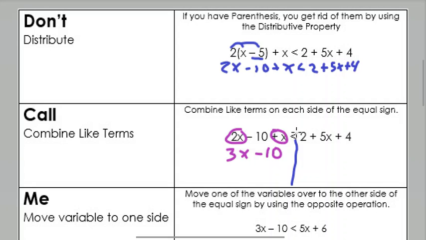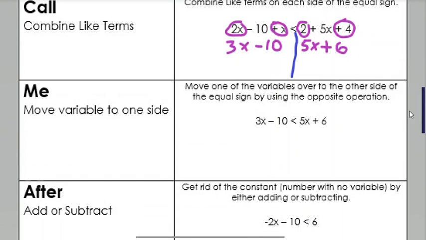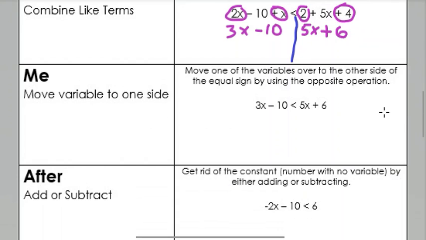Then I look on my right side. Can I combine any of this stuff? Well, I can combine this 2 and this 4. 2 plus 4 is 6, and it's a positive 6, so I put plus 6. And then I can bring this 5x down. And that's my combining like terms. So then I can go on to my next step, move variable to one side.